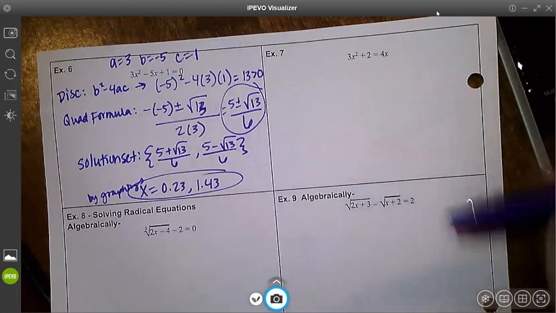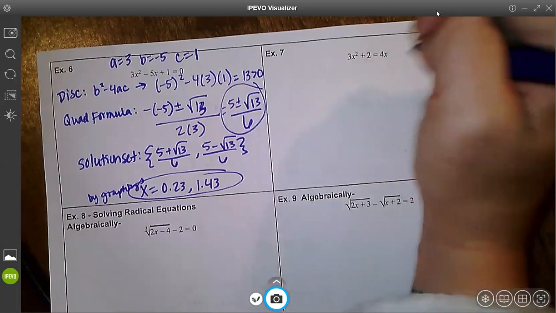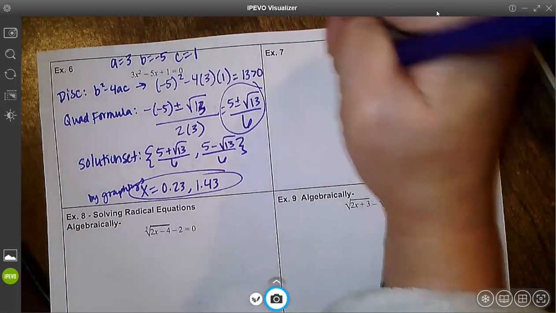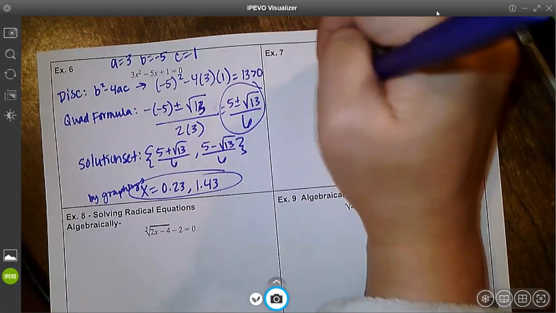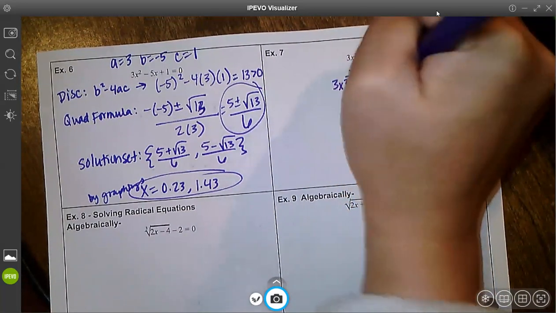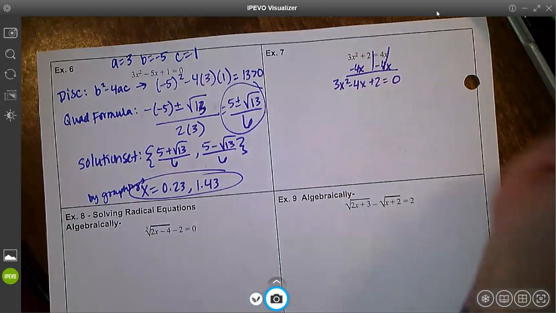We'll do the same thing with number 7. It's not in standard form, so I need to move that 4x first. And then I'll identify my A, B, and C.